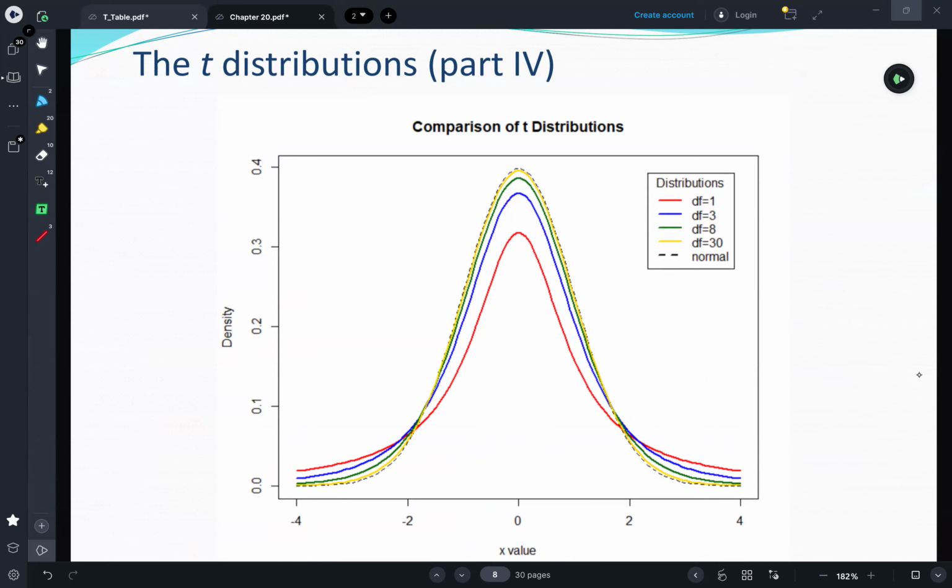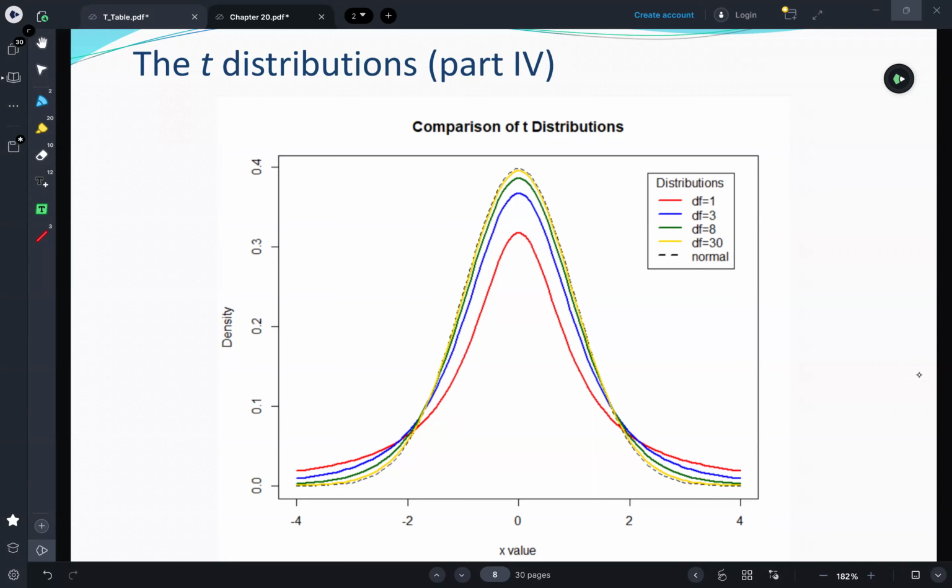So the dashed black curve is the Z. If you look at the red curve, that is a T with 1 degree of freedom. So that means the size was 2, n was 2, subtract 1 gives you 1. So that's 1 degree of freedom. The blue curve has 3 degrees of freedom. The green curve has 8 degrees of freedom.